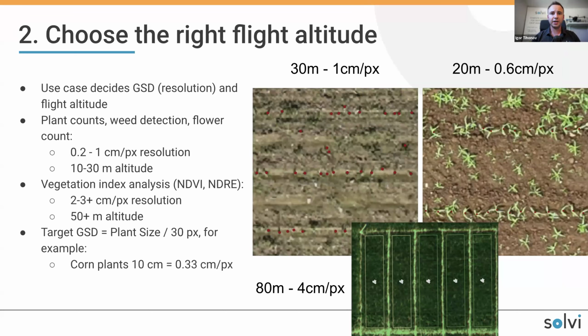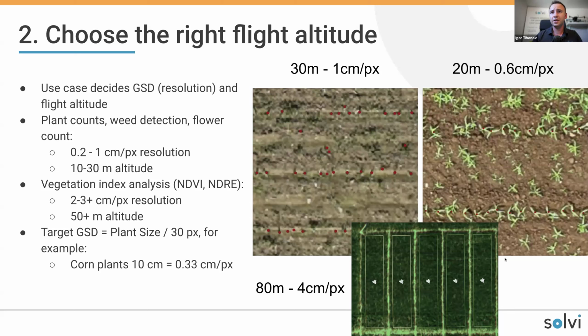So depending on what kind of insights you are looking to extract from the imagery, you need to choose the flight altitude accordingly. If you're looking to do plant counts, it will usually require quite high imagery resolution, so anything from 0.2 to 1 centimeters per pixel. And if you use Mavic 3 multispectral, it will typically translate to a flight altitude of 10 to 30 meters.